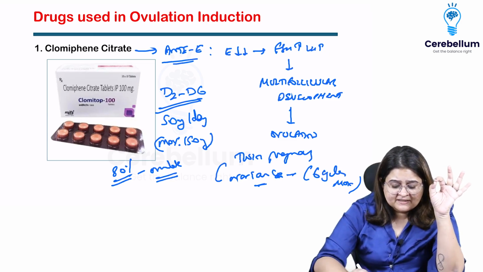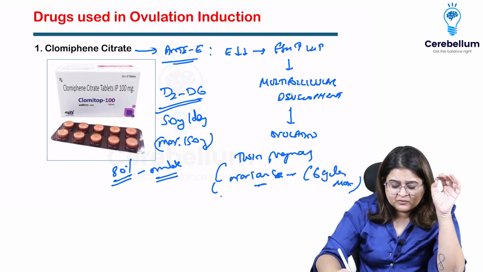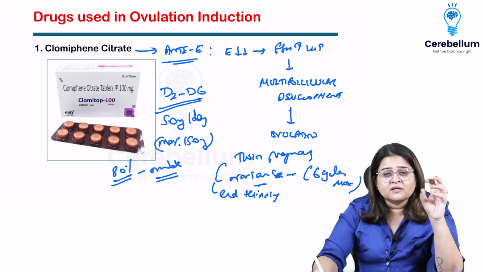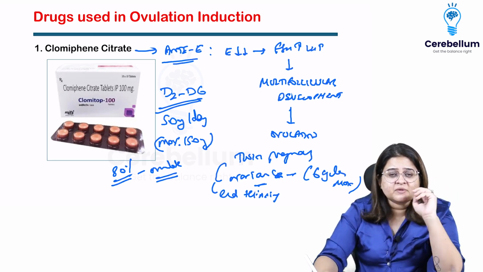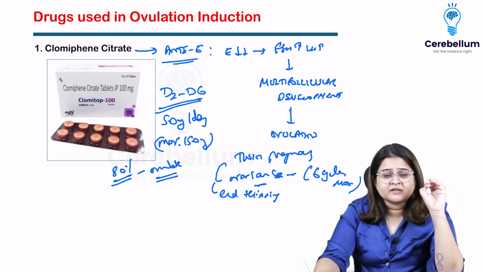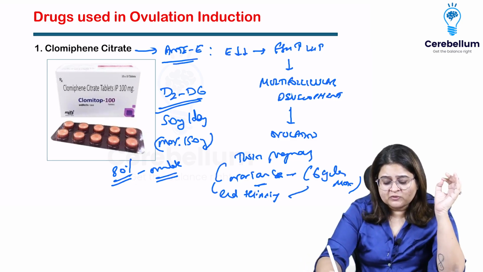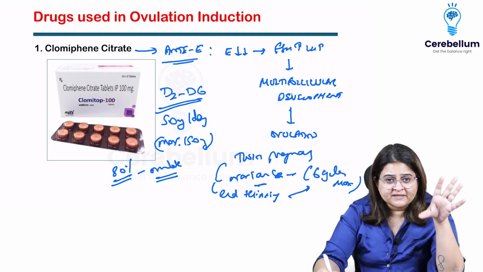Also, because it is an anti-estrogen, what can it do? It can lead to endometrial thinning. So even though ovulation is happening, the endometrium becomes thin and it becomes unfavorable for implantation of the embryo. That's another reason why we don't give it for more than 6 cycles.